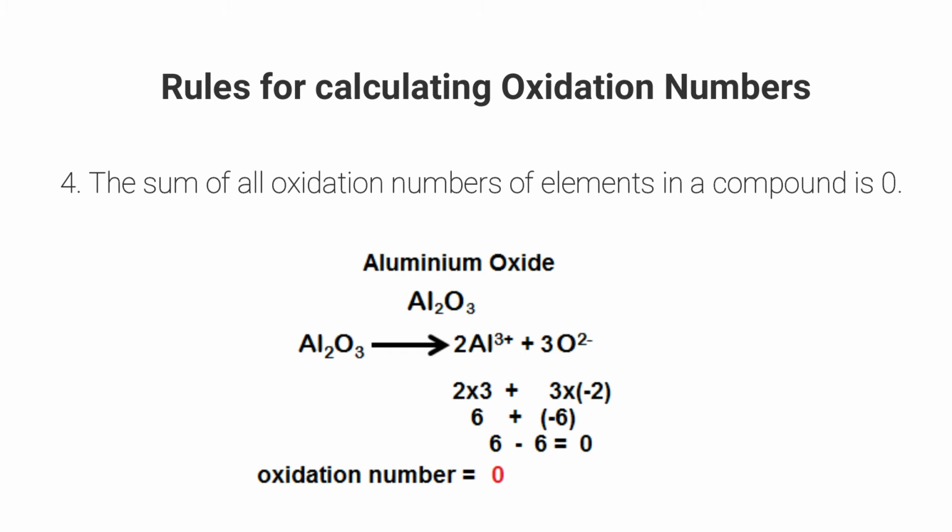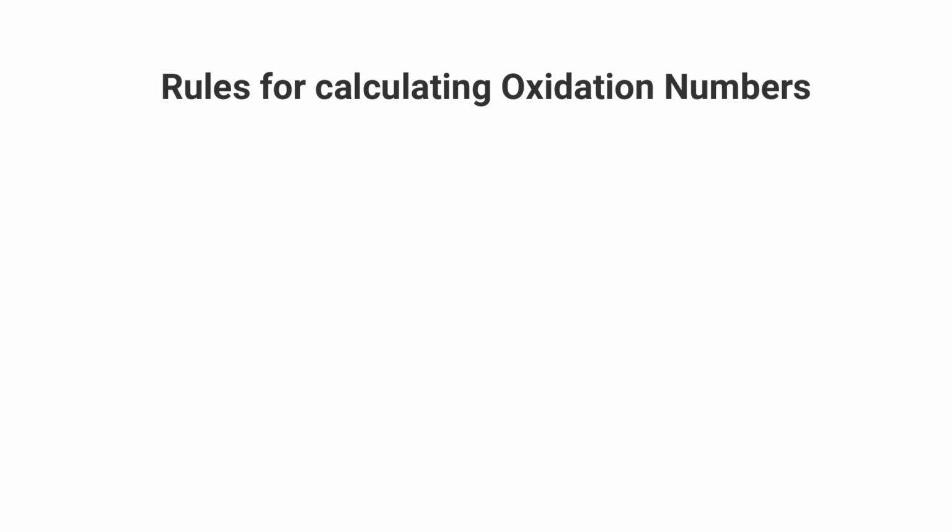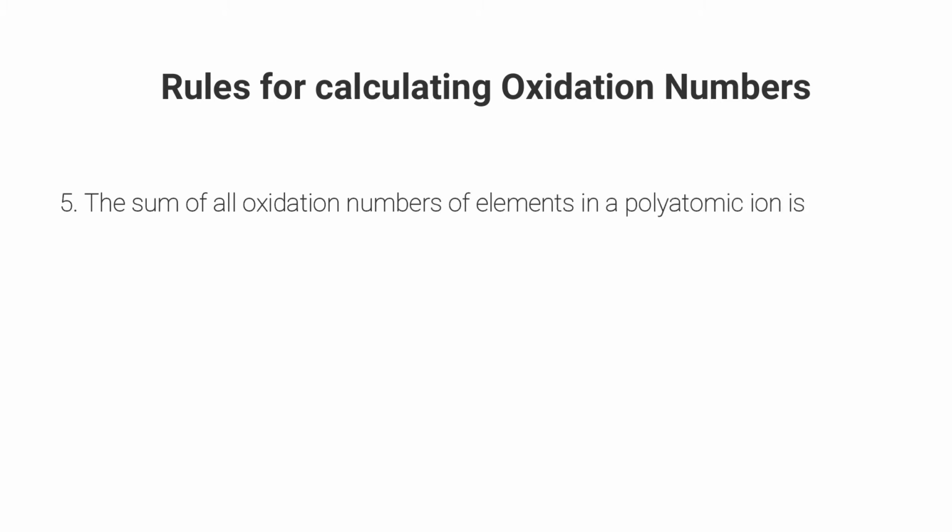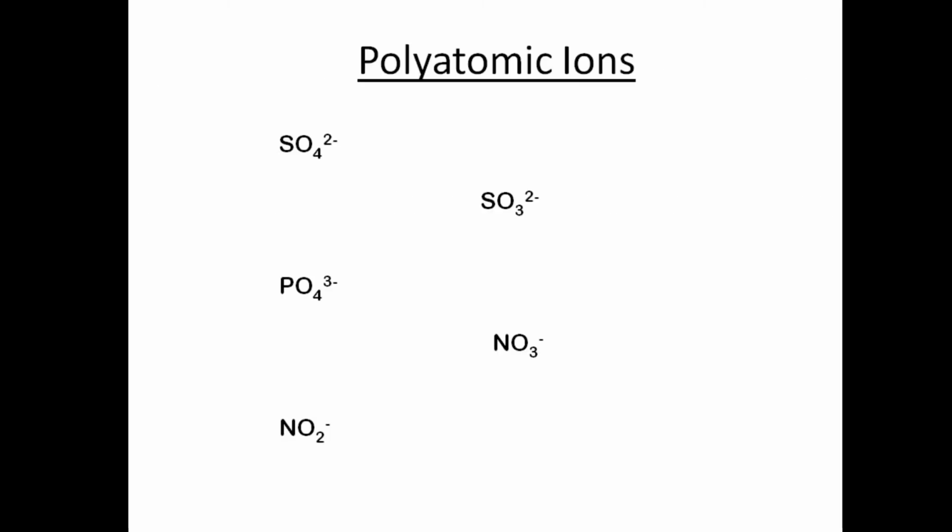And +6 added to -6 gives you a total of 0. The next rule states that the sum of all oxidation numbers of elements in a polyatomic ion is equal to the charge on the ion. So examples of polyatomic ions are the SO4 2- ion, the SO3 2- ion, the PO4 3- ion, which is the phosphate ion, and so forth.